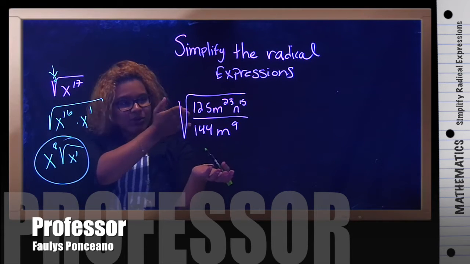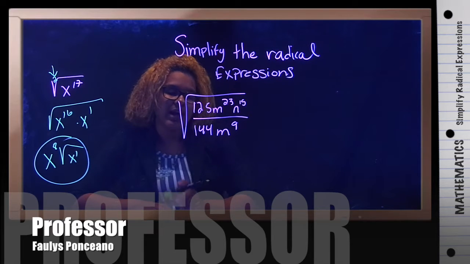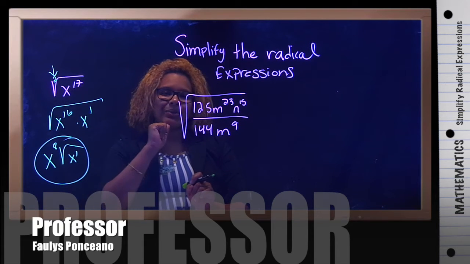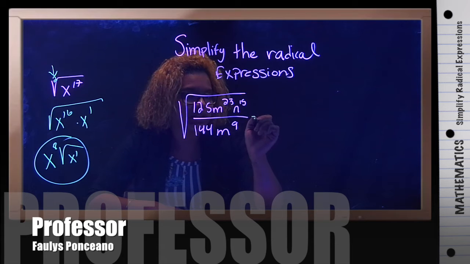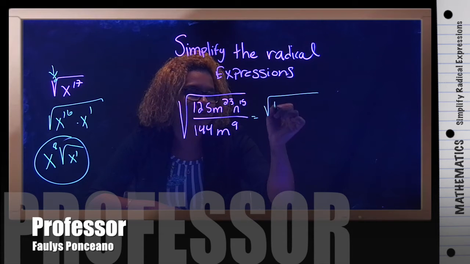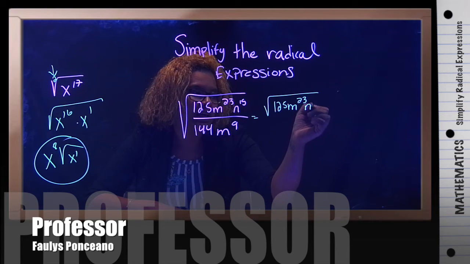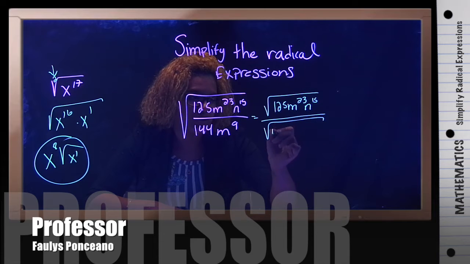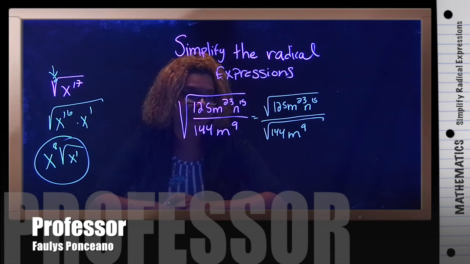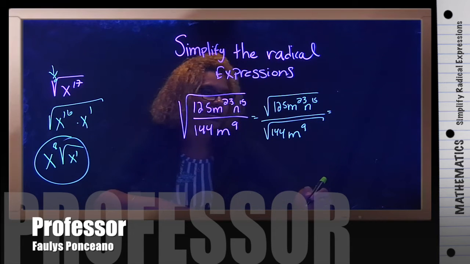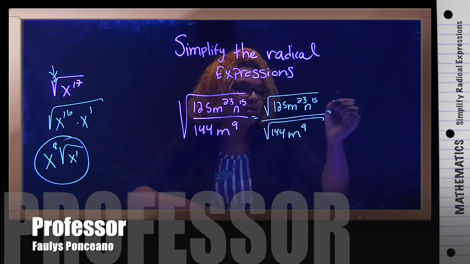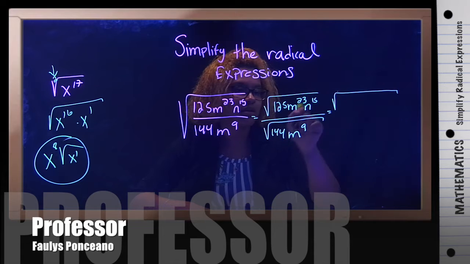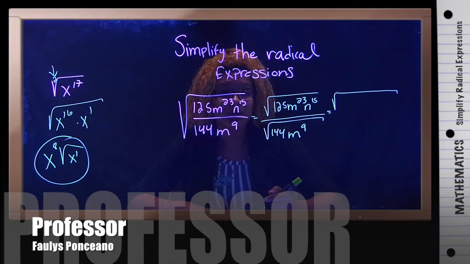Now let's look at this beauty right here. So I'm going to separate the square root. I'm going to split it into the square root of 125 m to the 23 n to the 15, and then the square root of 144 m to the 9. Okay? Then I'm going to make the odd exponents even.